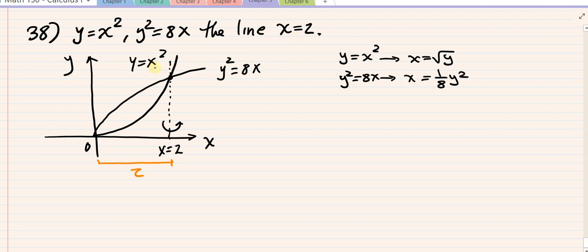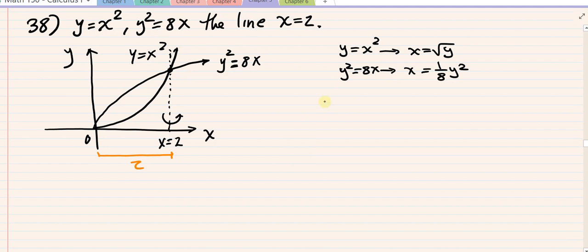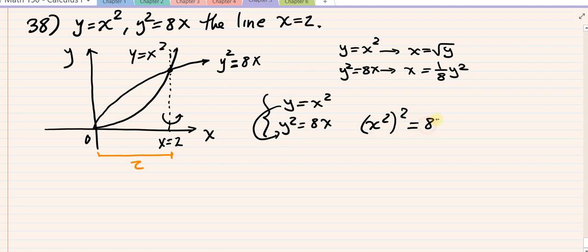So I went ahead and graphed these. Again, these are simple graphs. y equals x squared is a parabola, and y squared equals 8x is also a sideways parabola. The point of intersection of these two ends up being 2, and you can find that easily if you set the y's equal to each other. So remember, y equals x squared and y squared equals 8x. If you solve that system of equations, plug in for y, x squared squared equals 8x, so x to the 4th minus 8x equals 0.